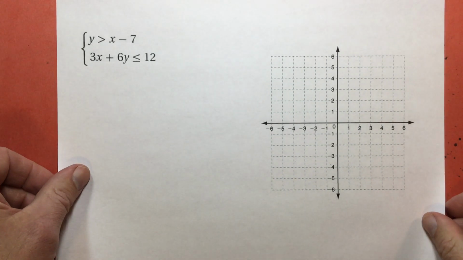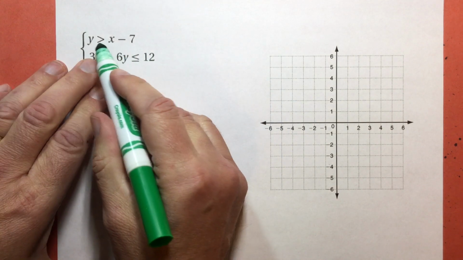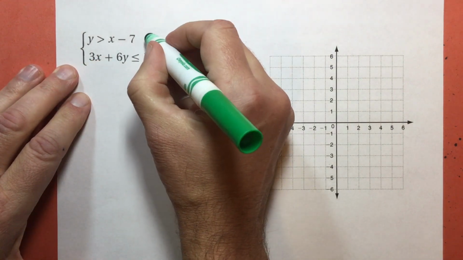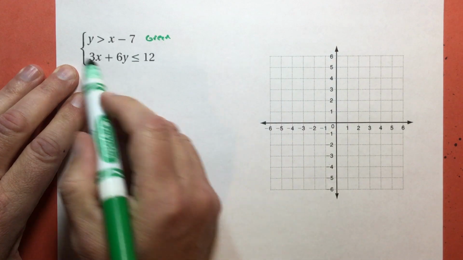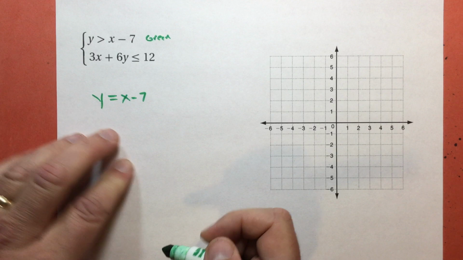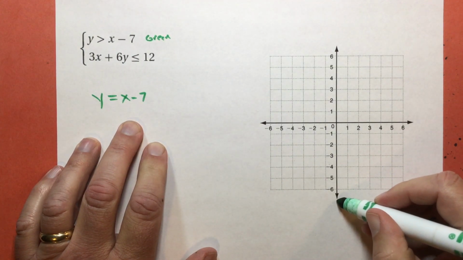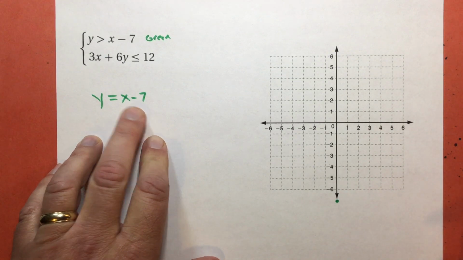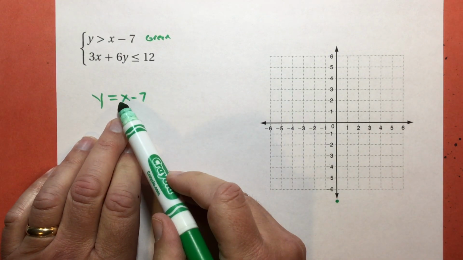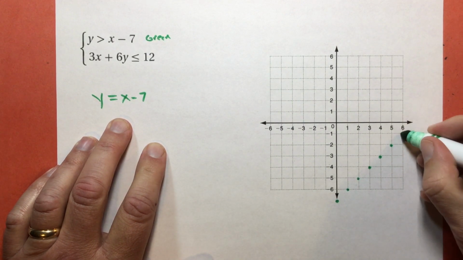All right, let's try one more for this section. We'll switch back to green again. The boundary line is going to be y equals x subtract 7. My y-intercept is -7, which actually doesn't show on my graph, but I know it's about right there, okay? And my slope is 1. So it's going to be here, here, here, here, here, and here.